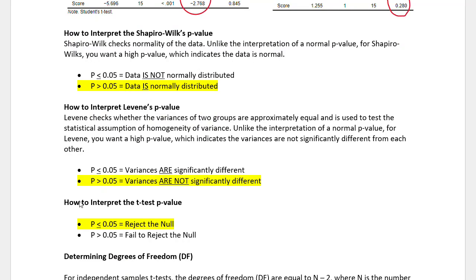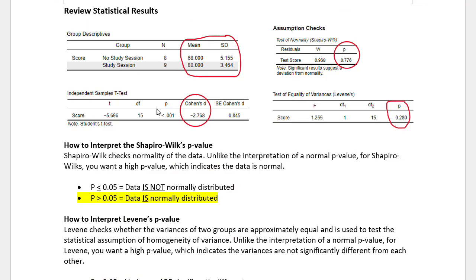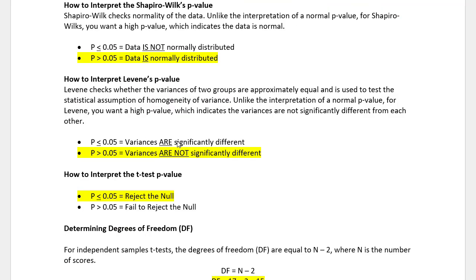So the next thing is how to interpret the t-test p-value. That is this p-value right up here with the independent samples t-test. It is less than 0.001. What that means is that we get to reject the null, because that p-value is less than or equal to 0.05, so we can reject the null. That means that we do have significant results.